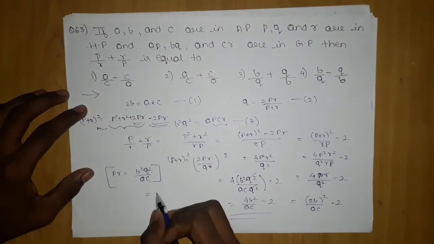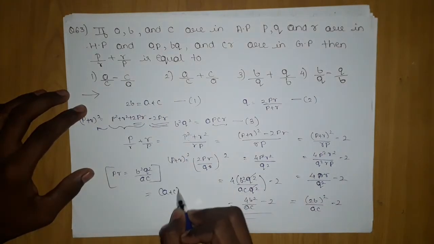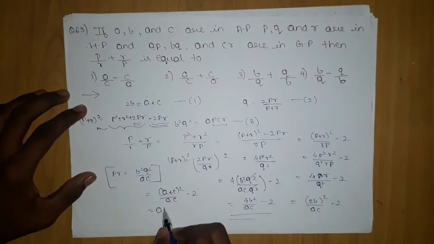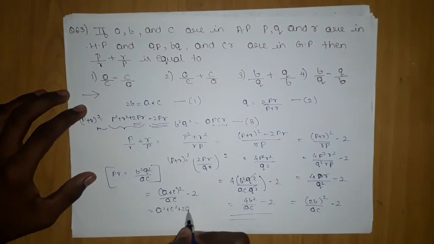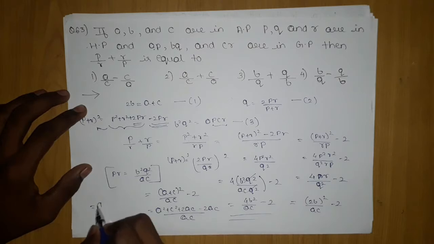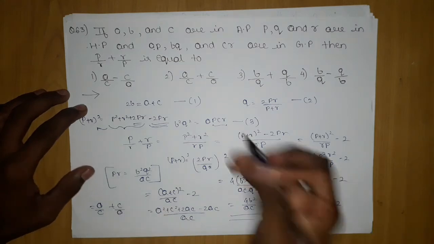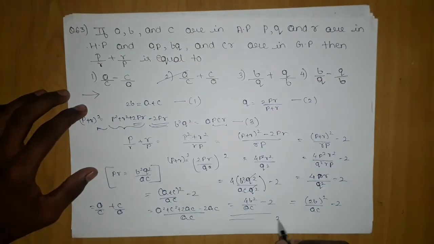So 2b I will write as a plus c the whole square upon ac minus 2, which will give me a square plus c square plus 2ac, here will be minus 2ac, upon the whole ac. So what we are left with is a upon c plus c upon a. After modifying this, you will get this answer, which is our second option. So second is the answer.